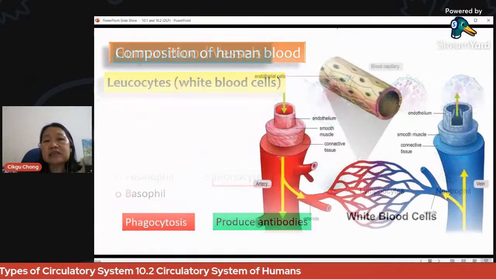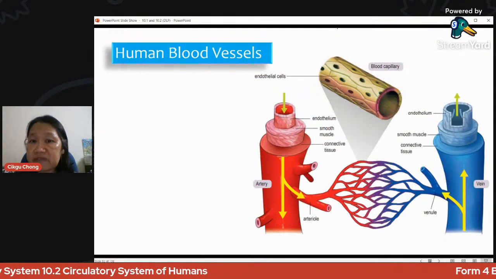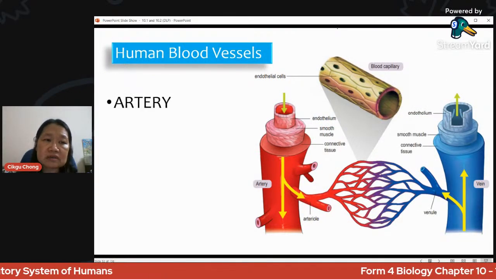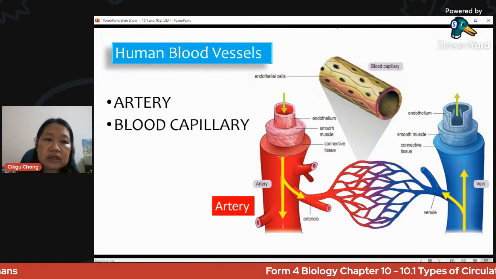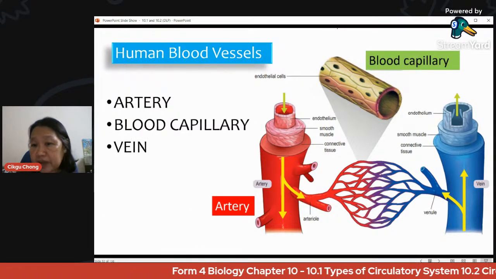Okay, yeah. So let's go on to the last part, which is the blood vessels. Blood vessels, there are three types: artery, all right, capillary, and the vein, right?